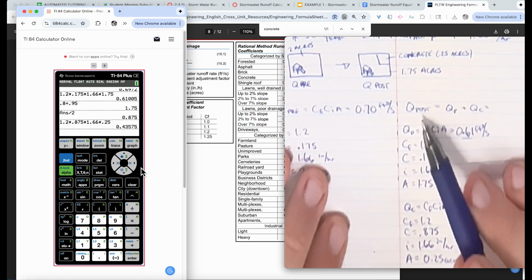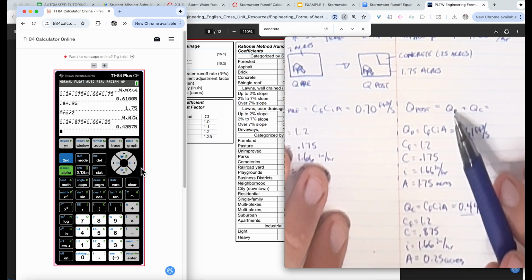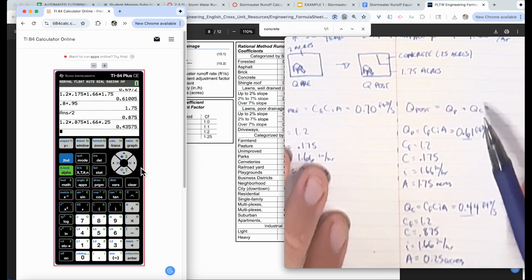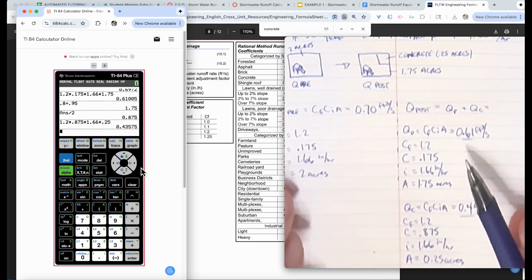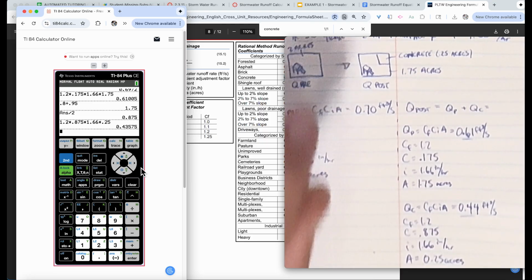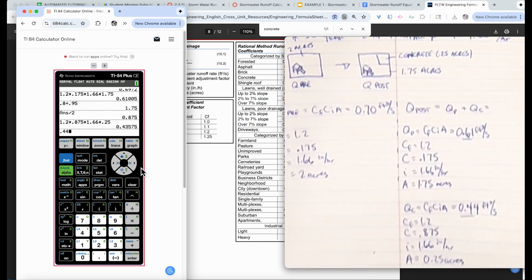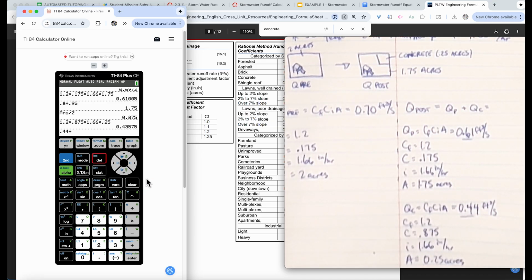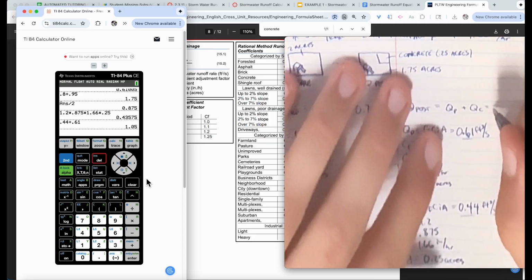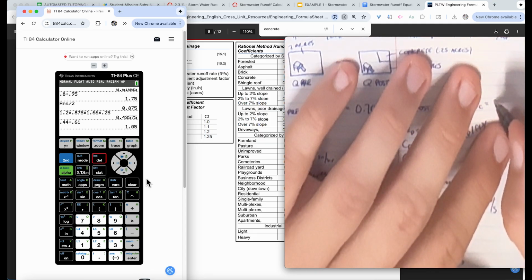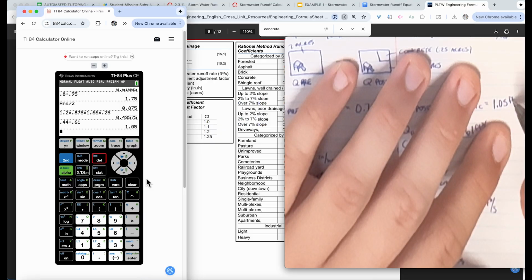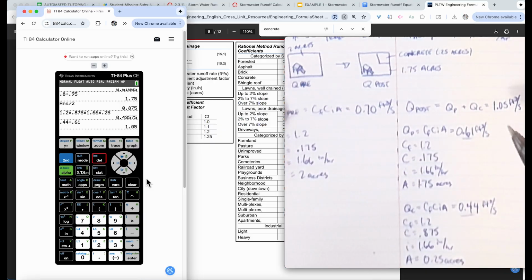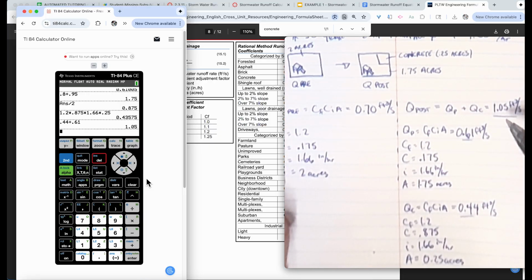So now Q post is equal to the Q of the park plus the Q of the concrete. So we've got to add this 0.61 and 0.44. So let's go ahead and do that. 0.44 plus 0.61. Now we can press enter, and what we end up getting for this Q post is 1.05 cubic feet per second. And so that's what our Q post value is.